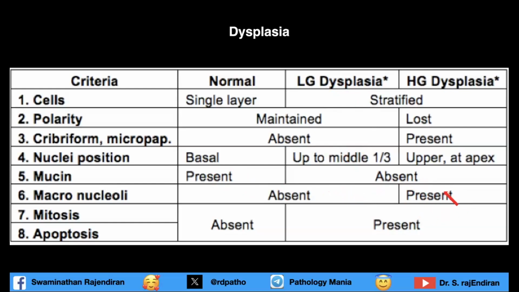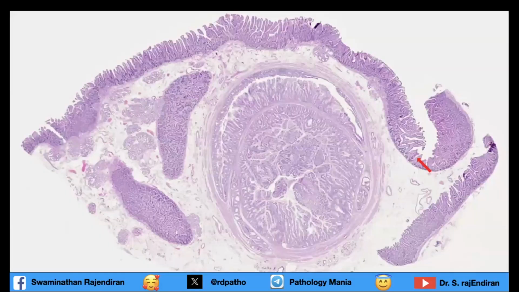High-grade dysplasia: macronucleoli, polarity is lost, cribriforming, nucleus reaching the upper third and seen at the apex of the cells, and macronucleoli, mitosis and apoptosis. This is high grade. This table is good for any tubular organ, for example, stomach, small intestine, colon, bile duct. You can apply this criteria for all the tubular organs.